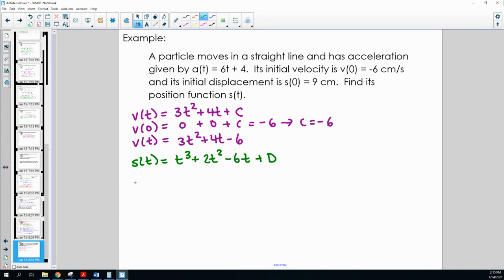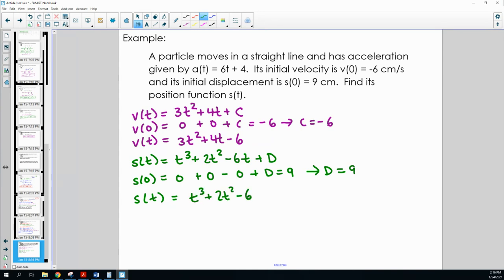We're going to use our initial condition that s of 0 is equal to 9. So s of 0, if I plug in 0 for t, this is going to give me 0 plus 0 minus 0 plus d equals 9. So d is equal to 9. So then our s of t function is going to be t cubed plus 2t squared minus 6t plus 9. And there is our position function.